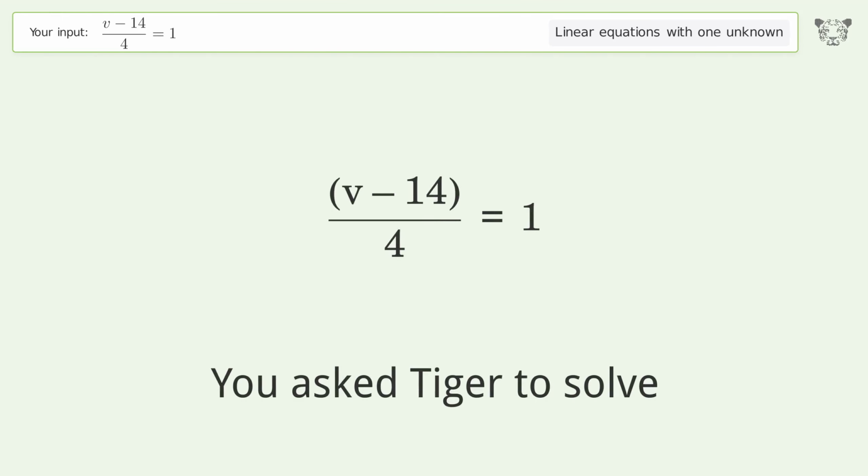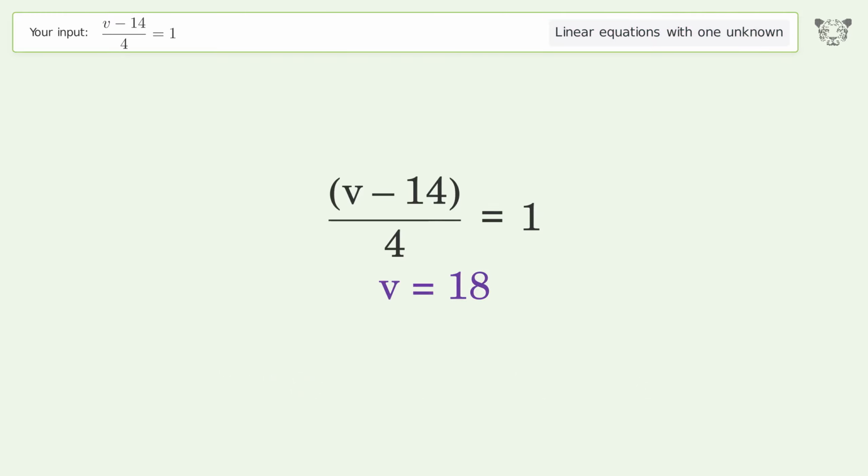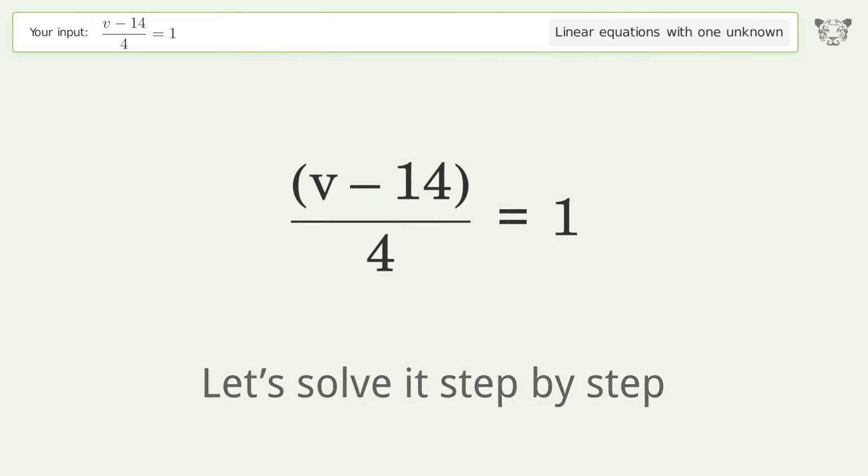You ask Tiger to solve. This deals with linear equations with one unknown. The final result is v equals 18. Let's solve it step by step.